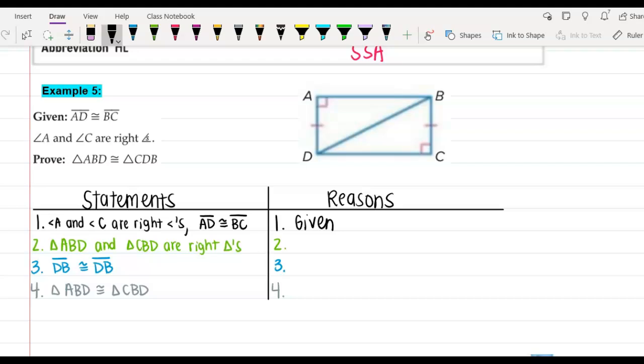So how do we know we have a right triangle? That's because we have a right angle. There's no special theorem for this. It's not earth-shattering, hopefully, but we know that these two triangles are right because they have a right angle, which just means we know the definition of what it takes to be a right triangle. Okay, and there's nothing to label there. That's just acknowledging, hey, we have right triangles, so we can use hypotenuse leg eventually. Then we have DB is congruent to DB, so anything congruent to itself is reflexive.